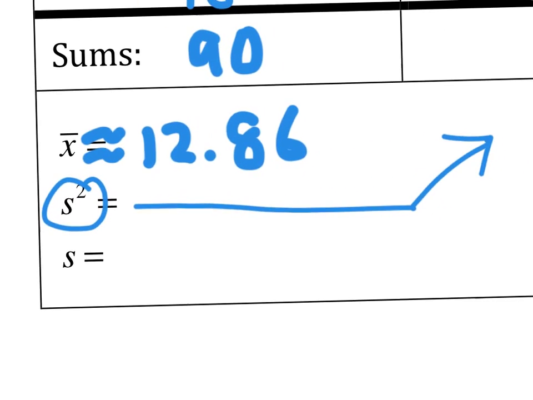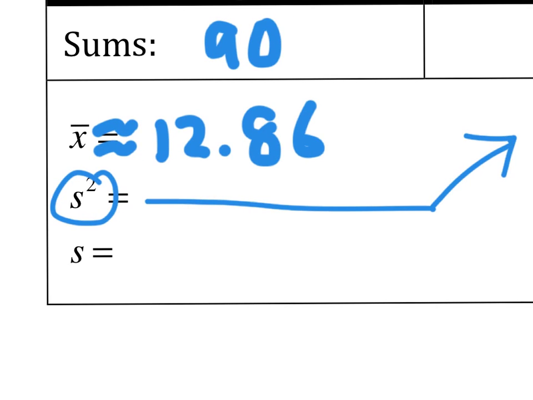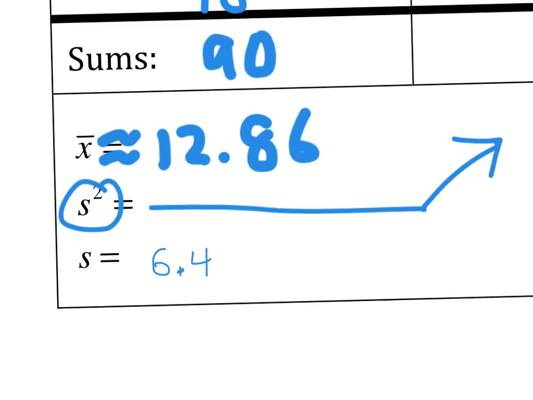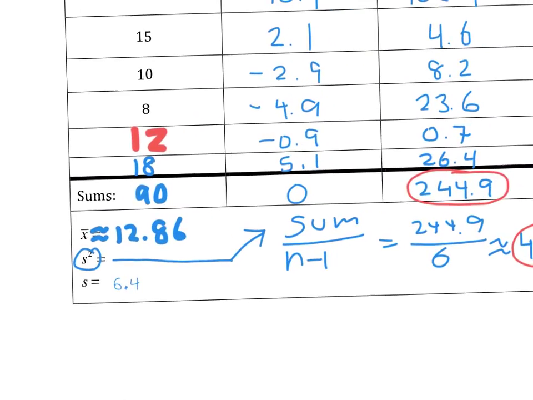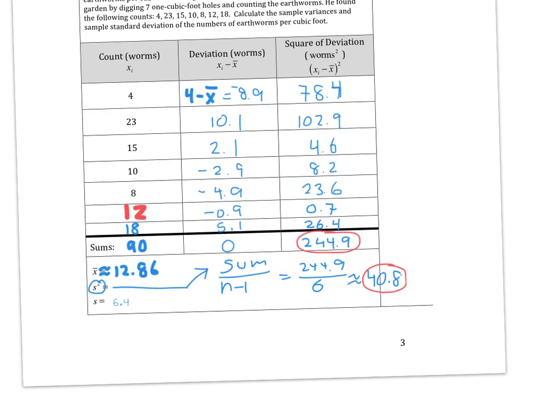Now our standard deviation, all we have to do is take the square root of that to get 6.4. So if our average number of worms is almost 13, the standard deviation is 6.4, which means that the spread goes quite a bit up, so 50% more or 50% less.